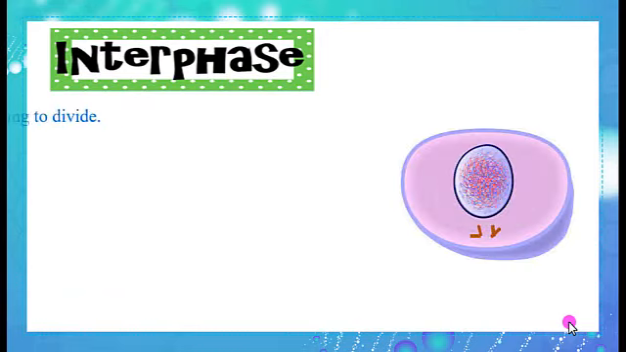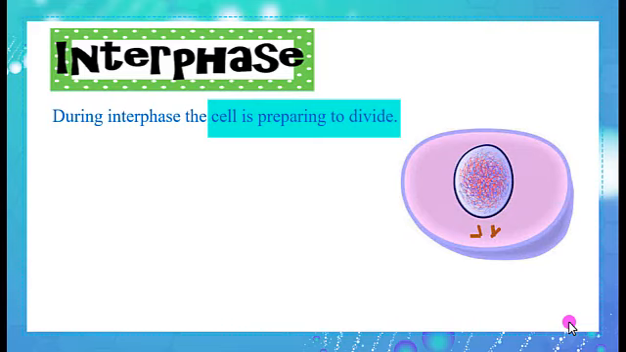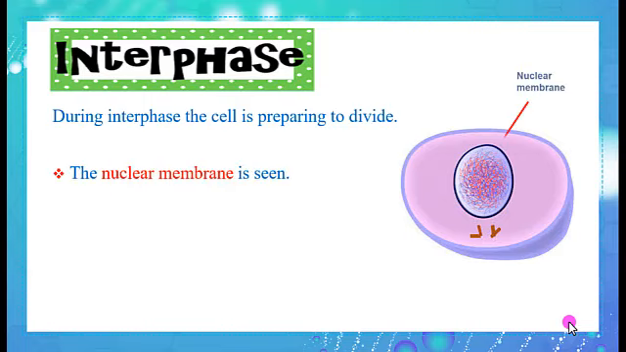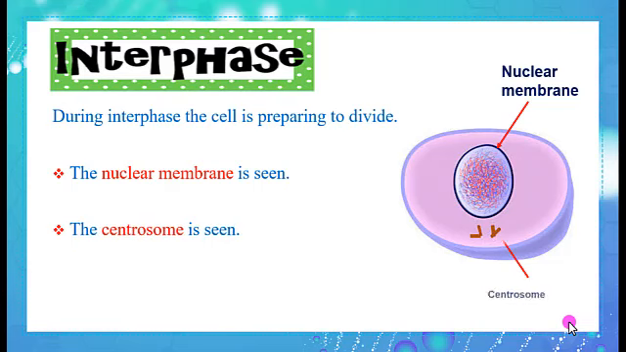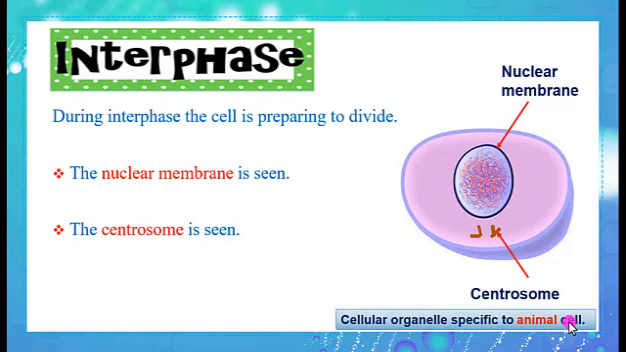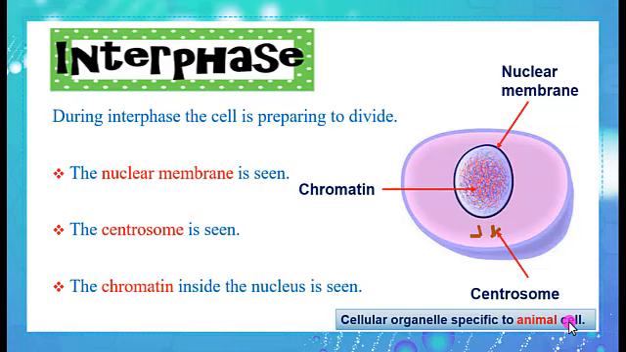Let's now start with the first phase of the cell cycle. Let's begin with interphase. During interphase, we said that the cell is preparing to divide. If you look at the cell, what do you see? The nuclear membrane is seen. The centrosome is seen. What do you mean by centrosome? It is a cellular organelle specific to animal cells and it is necessary for cell division. The chromatin inside the nucleus is also seen.